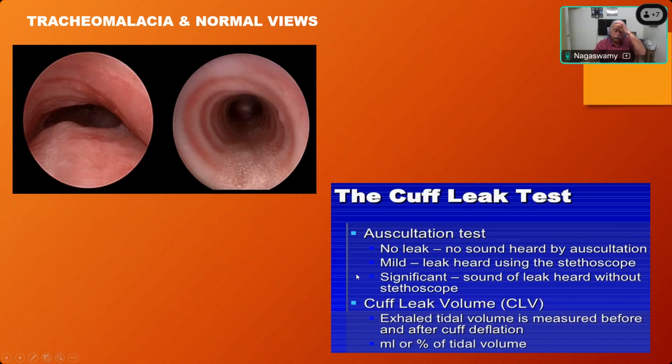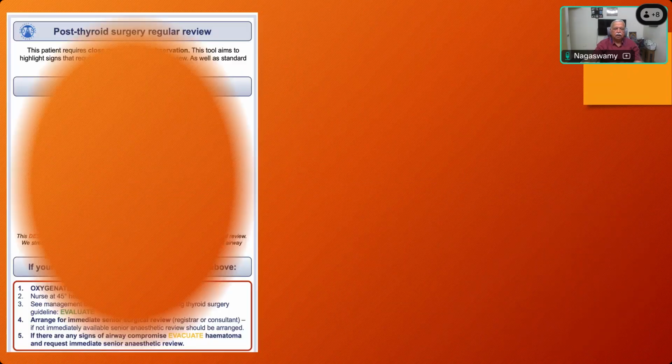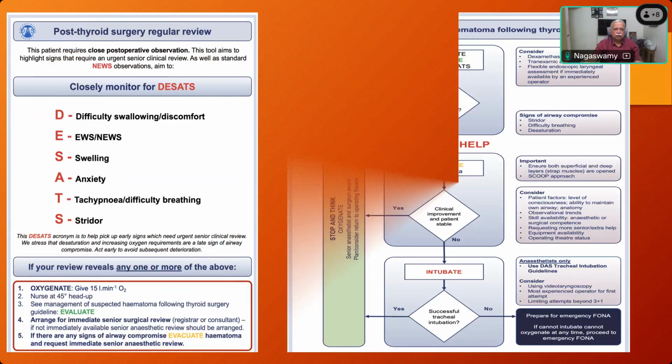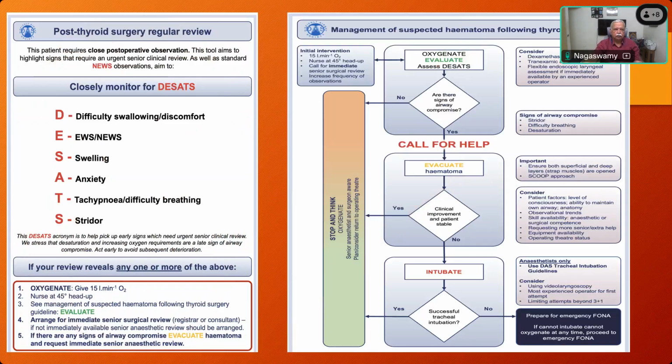Wait, and either extubate over an airway exchanger so that you can re-intubate, or plan for an elective tracheostomy and then extubate. So that is the important thing. In a long-standing goiter where tracheomalacia is suspected, this simple cuff leak test will tell you whether to safely extubate the patient or not.